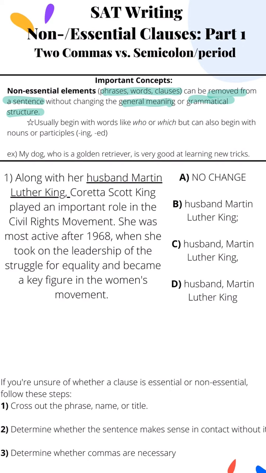So an example of a non-essential clause would be in this sentence. My dog, who is a golden retriever, is very good at learning new tricks. Do you know where the non-essential clause is? If you said in between the two commas, then you're right, because we can remove this highlighted portion and still keep the core meaning of the sentence.